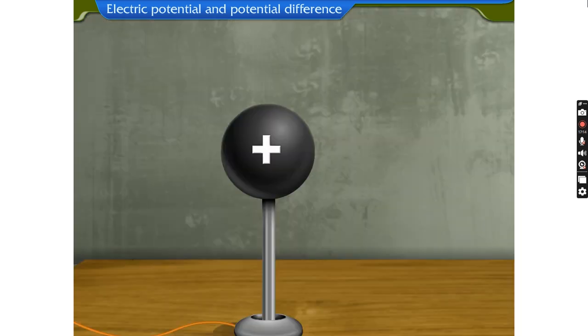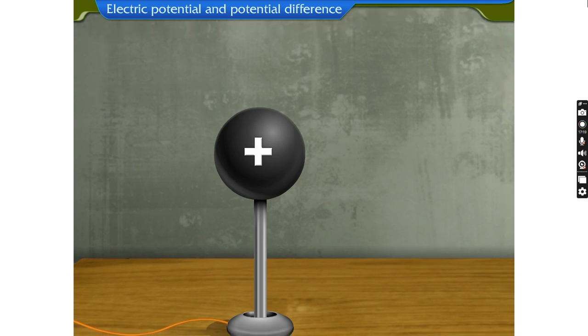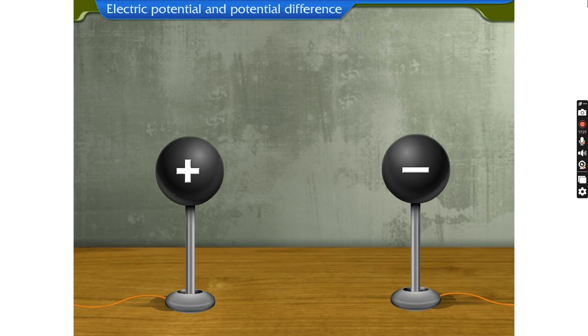Electric potential at a point is the electric level at that point. If there is a difference in the electric potential at two points, we say that there exists an electric potential difference between these two points.